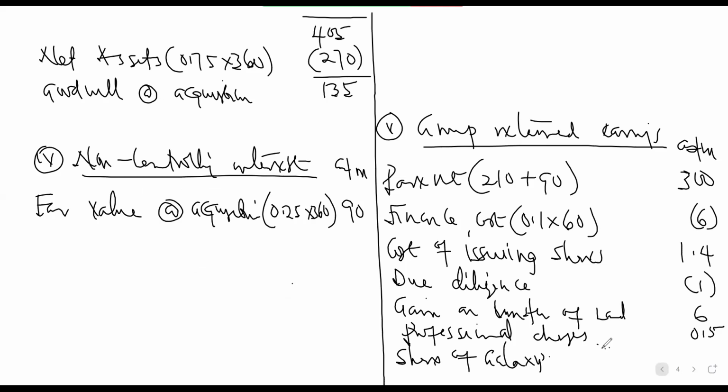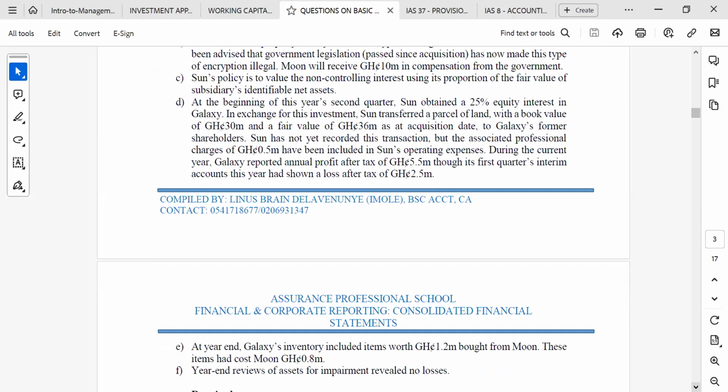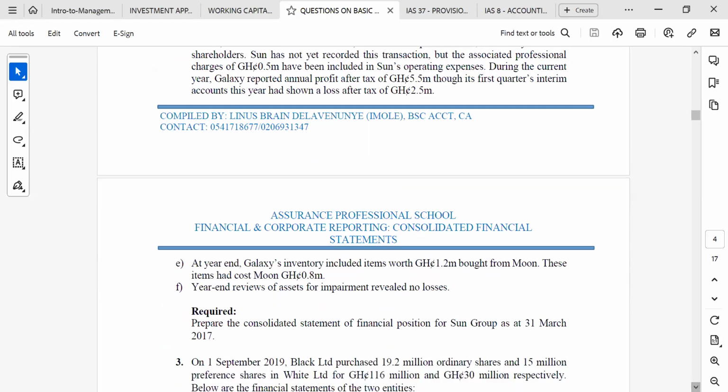Okay. Post-acquisition profit, we'll bring it to retained earnings, and that will be 2. Okay. Let's move on. So that is all about that. Let's move on to E.